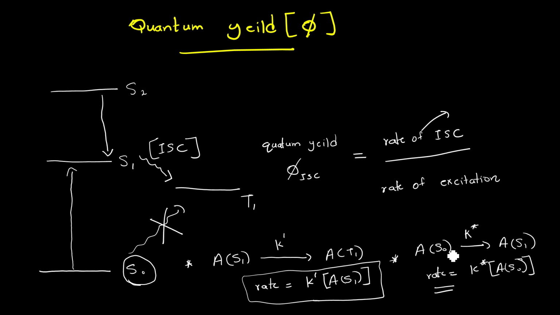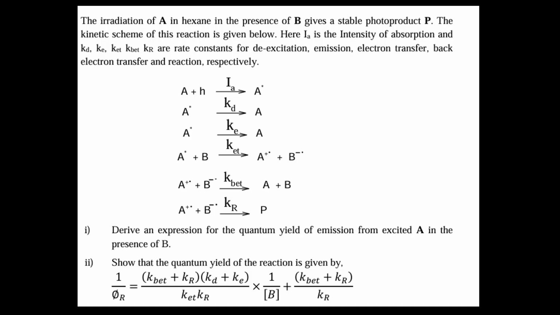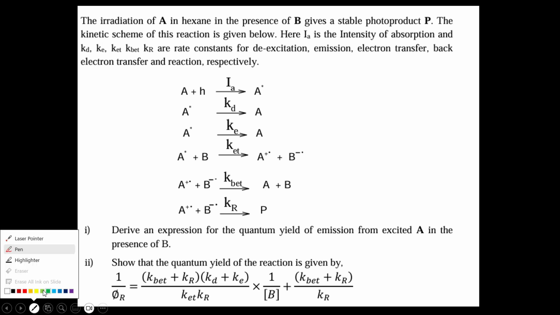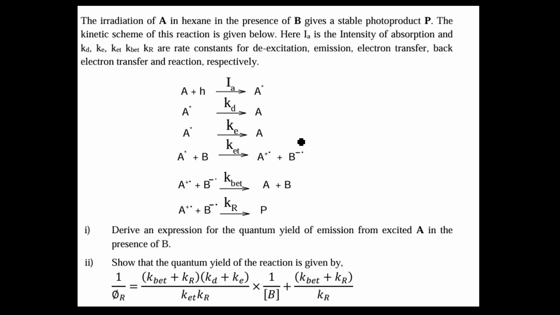Let's do a quick example to see how we can apply this quantum yield in a practical manner. Here we have a problem. You may see it as a little bit complicated, but hang on, this is not a big deal, it's just symbols. Let's first look at what happens here. Here we have the irradiation step.